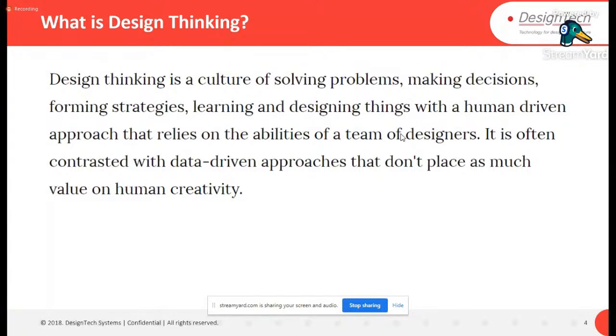Now, the most important aspect of design thinking is understanding the problem which you need to solve and the information around it, and how it is going to affect the people who are going to be using that product or that technology. So that's what design thinking is all about.